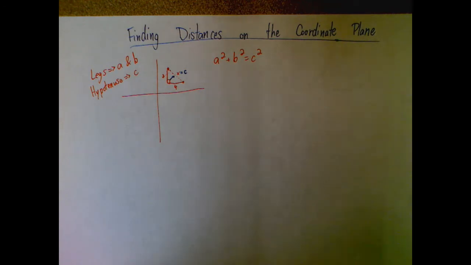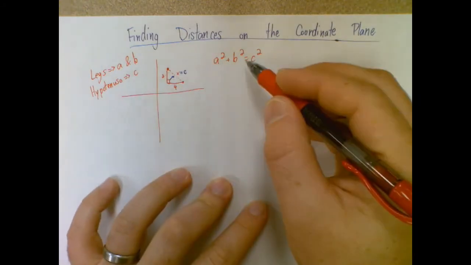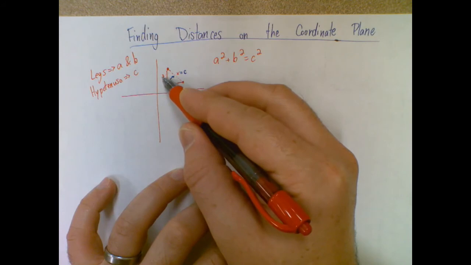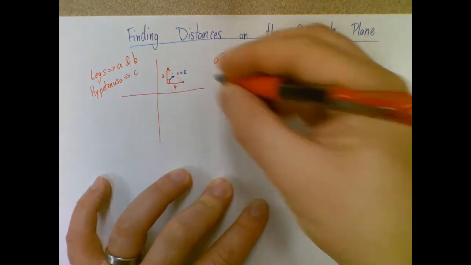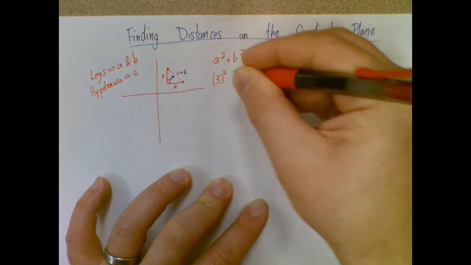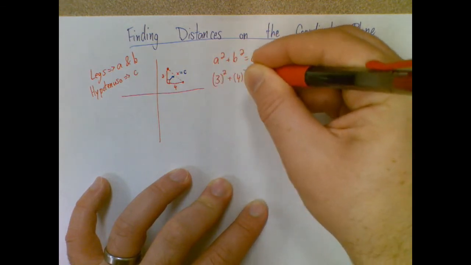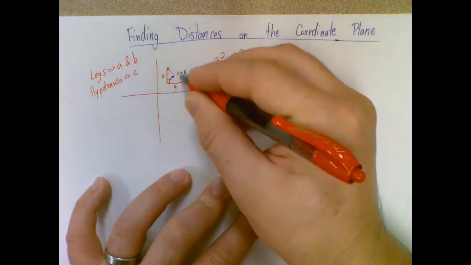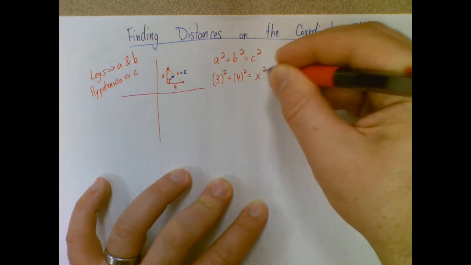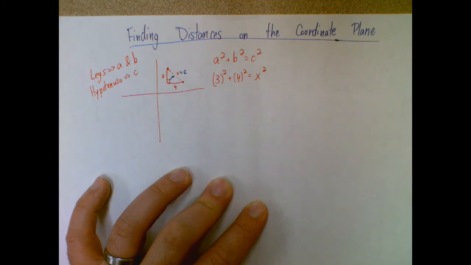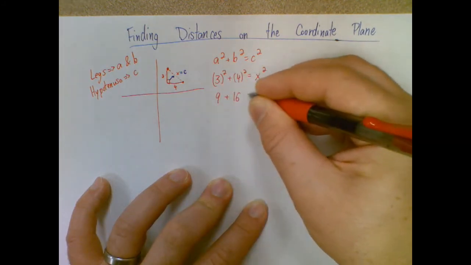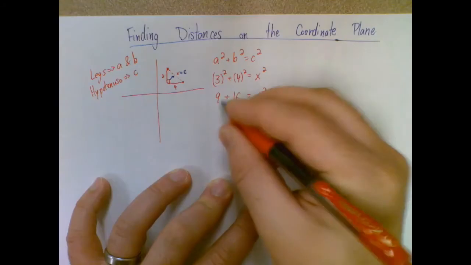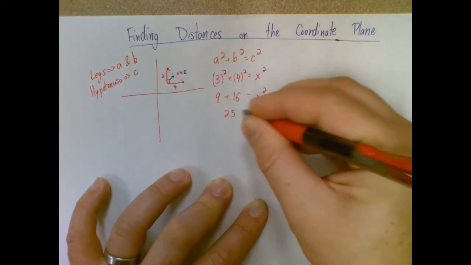Alrighty. So as I plug these in, I'm going to go ahead and make 3 A and 4 B, but like I said, it doesn't really matter. So plug that in. 3 squared plus 4 squared equals, I called it x originally, so I'm going to change it to x squared here. Then I'm just going to simplify it down. So 3 squared is 9, 4 squared is 16, equals x squared. 9 plus 16 is 25.